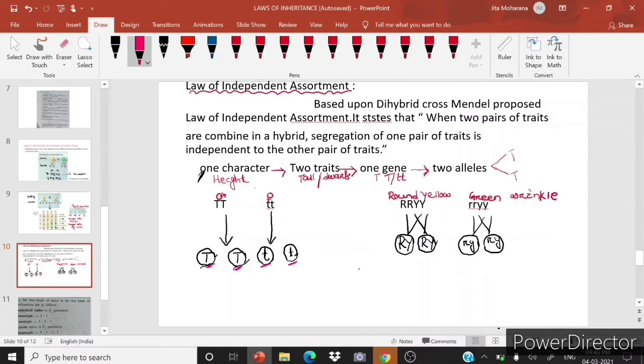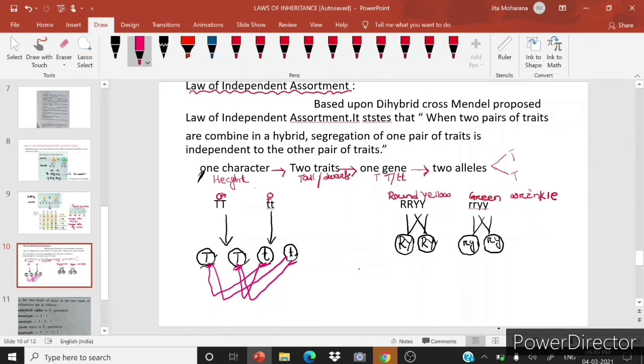Okay, during gamete formation the genes segregate. Then after segregation, these gametes are independent. That means they can combine. Suppose this gamete can combine with this, or this gamete can be combined with this, or this gamete can be combined with this.